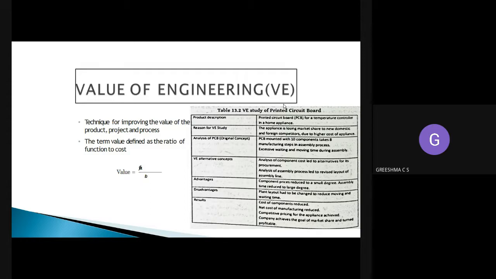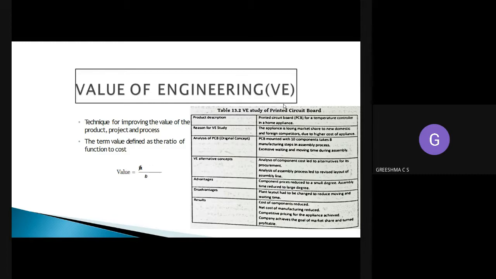Okay, second one is you will study the reason. So the reason is, the PCB appliance is losing market share to new domestic and foreign competitors due to the higher cost of the appliance. Okay, so why are you going to start on the PCB? Nowadays it is losing its importance in the market. Why? Because of its higher cost. It is really a high cost. Okay, so normal people cannot afford it. So PCB is losing its market.